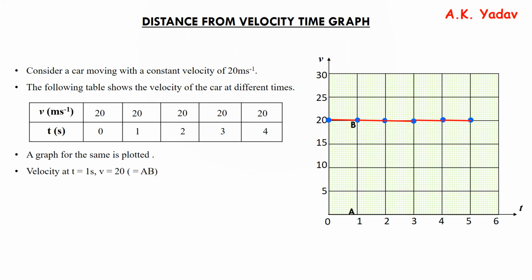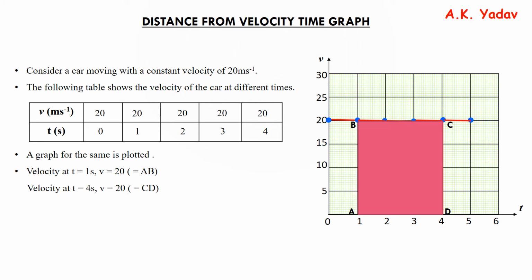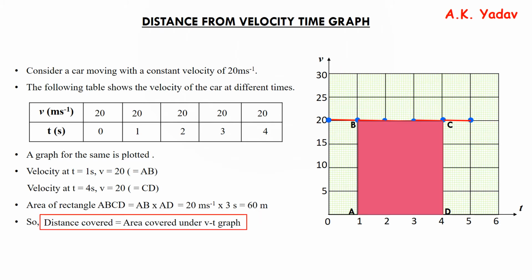Now, what is the velocity at t equal to 1 second? It is 20. That is equal to AB. Now velocity at 4 seconds is again 20, which is equal to CD. Okay, the shaded part is a rectangle. So what is the area of the rectangle ABCD? It is equal to AB into AD, which is 20 into 3, that is 60 meter. So the distance covered is equal to area under VT graph.